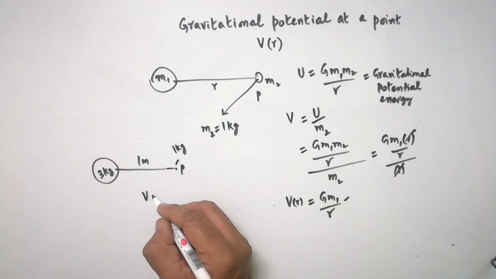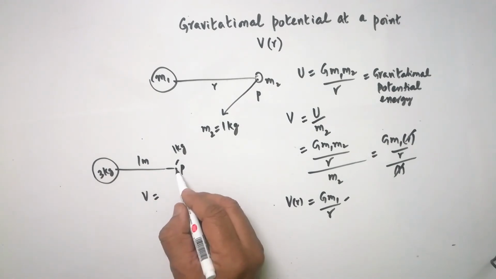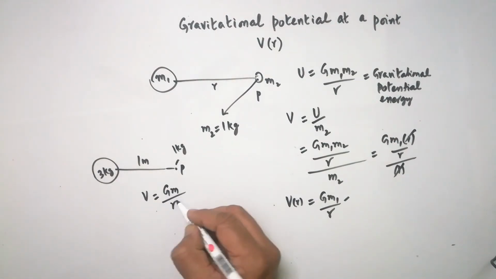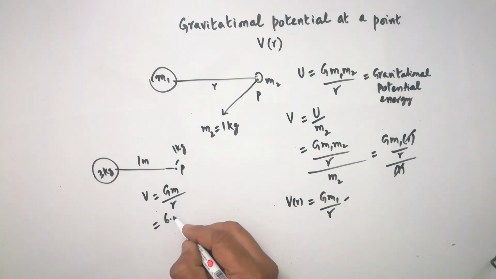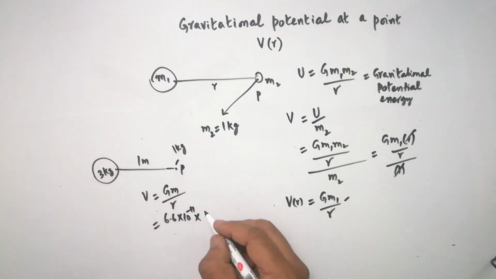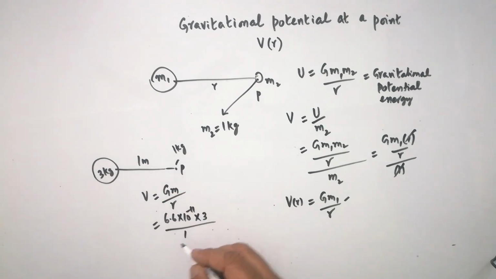So V, the gravitational potential at a point P due to this 3 kg mass, is equal to, what is the formula? G m divided by r is the formula. Here we know very well that G value is 6.6 into 10 to the power of minus 11, into that mass value. This mass must be substituted: 3, whole divided by 1 meter. So if you multiply, you will get the answer. 1998 into 10 to the power of minus 11. If the decimal point is placed, you will get 19.8 into 10 to the power of minus 11. This is the value of gravitational potential at a point P.